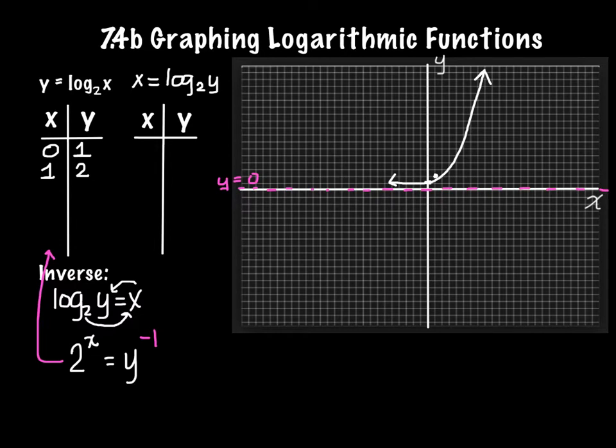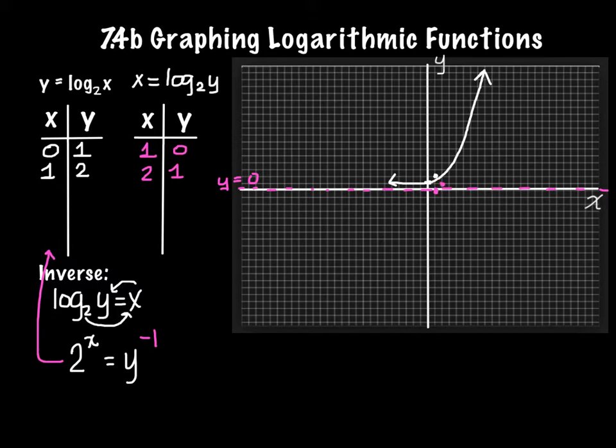Now remember, all I need to do now is switch my x and my y to make the inverse. So I'm going to switch this (0, 1) to (1, 0). And I'm going to switch the (1, 2) to (2, 1). And I'm now going to plot them: (1, 0) and (2, 1).